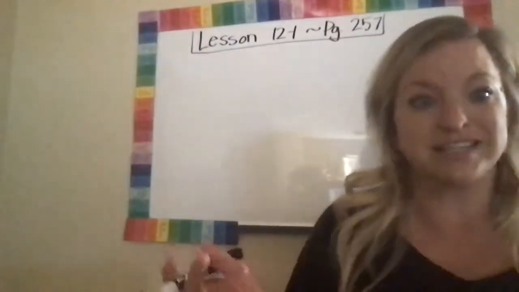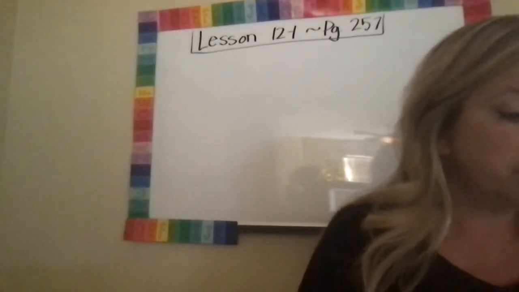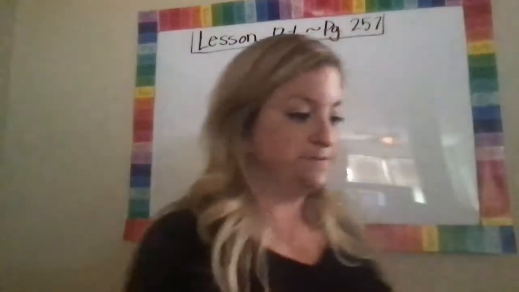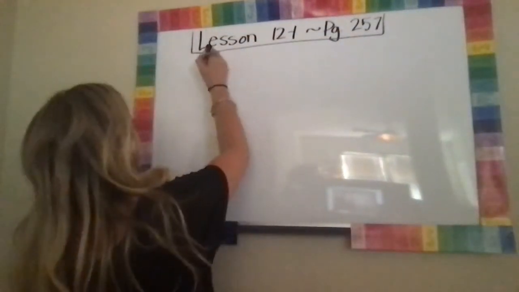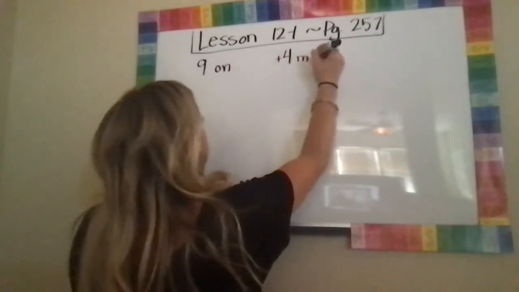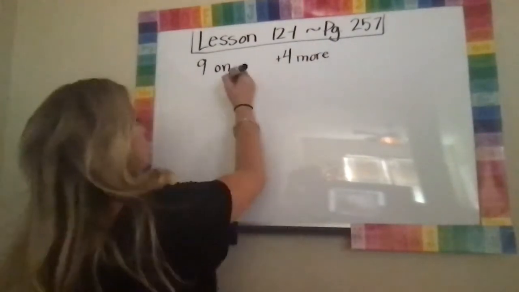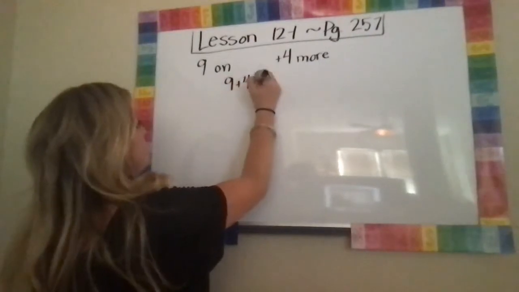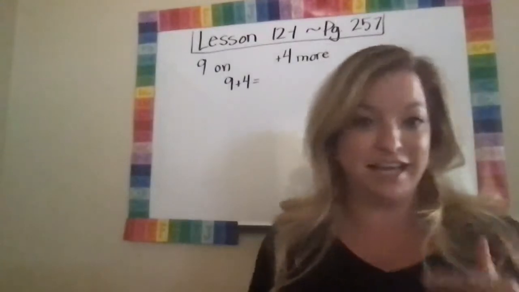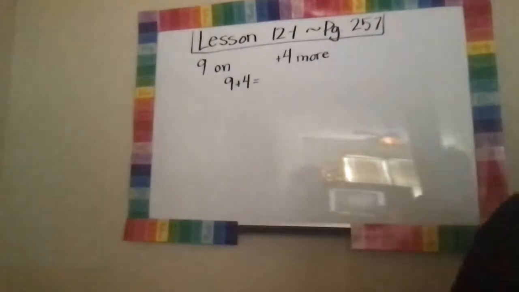So I'm going to tell you what it is and then I want you to try it. It says 9 children are on the bus. 4 more children get on the bus. How many children are on the bus? So you have 9 on, and then 4 more, which means we're going to add. So we need to know what 9 plus 4 equals. Now remember, this is how to make a 10 to add. That's what we're working on. So try to use that. I'm going to give you a minute, and then we're going to get going.